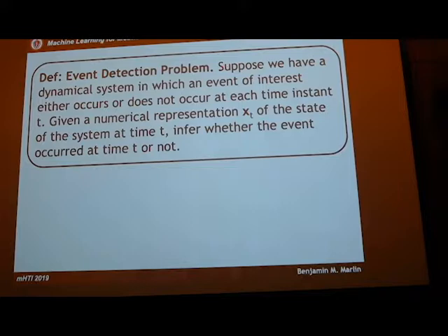So the idea here is, let's imagine we have a dynamical system. That's just some system that's changing through time. That system has some state. That state, again, is changing through time. At every time instant t, the state of the system is defined and assumed to be visible to us. Given some numerical representation of that state, and again, we can't necessarily represent everything about the state, but we'll have some numerical representation, what we want to do is infer whether or not a particular event of interest occurred at each time point. Okay? So that's a very abstract problem.